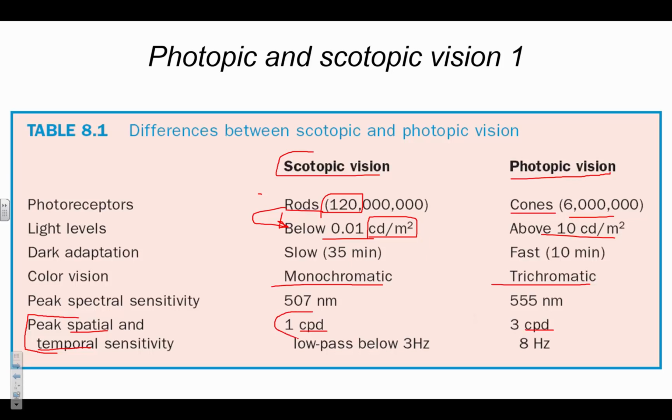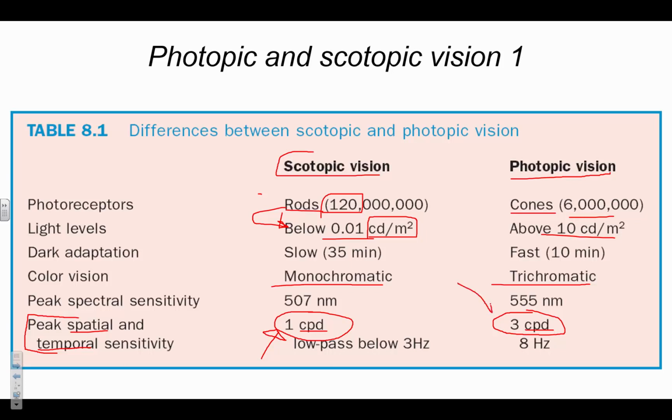This simple number right here should tell you why we read with our fovea and not our periphery. When you read, the print is really small, so you have a lot of cycles per degree in that small print. If you put it out in your periphery, you're only resolving one cycle per degree, so you can only see those big letters.